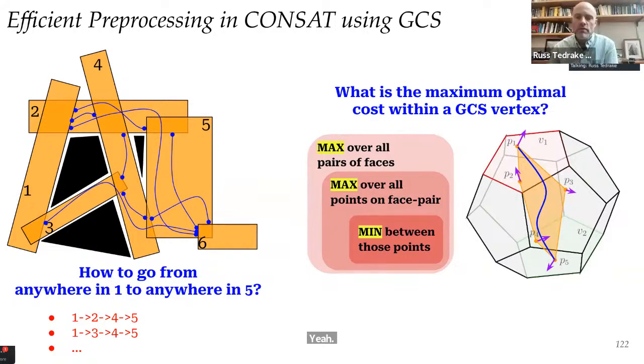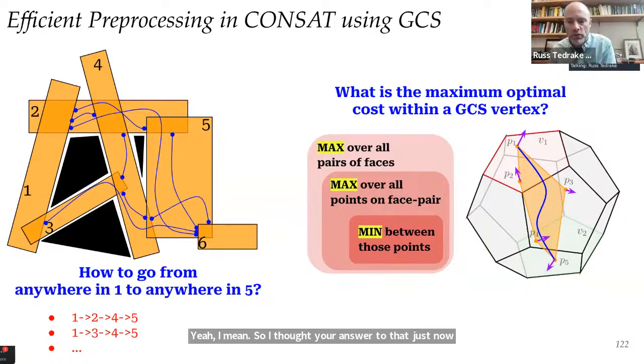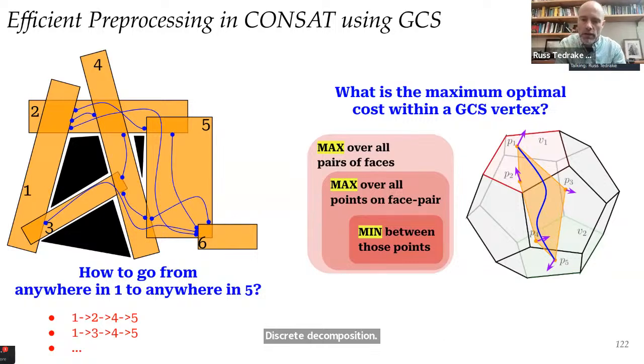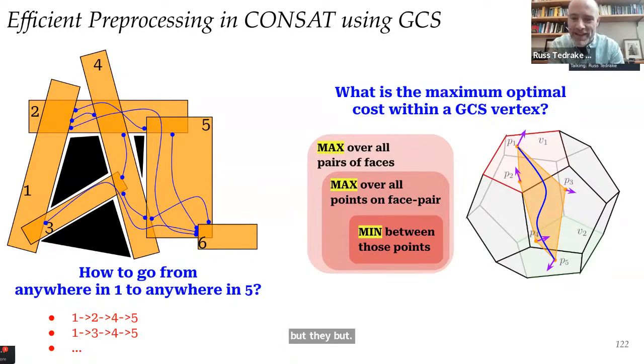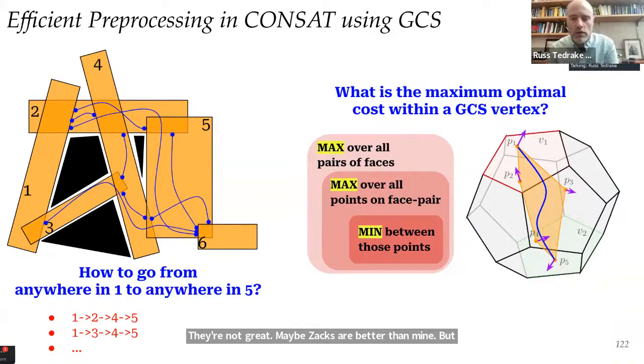So why are the joint angles the right way to decompose the space? I thought your answer to that just now was that it basically almost prescribes the contact sequence. But then it doesn't prescribe the contact sequence. So why are the joint angles the right way to do your discrete decomposition? And in practice, how often do you suffer from the contact implicits? Those can be nasty optimizations. Zach's worked a lot on them. I've worked a lot on them, but they're not great. I mean, maybe Zach's are better than mine. And those are still hard problems. Do you suffer even once you've narrowed? How narrow do you have to make the joint angles in order to make those optimizations successful?